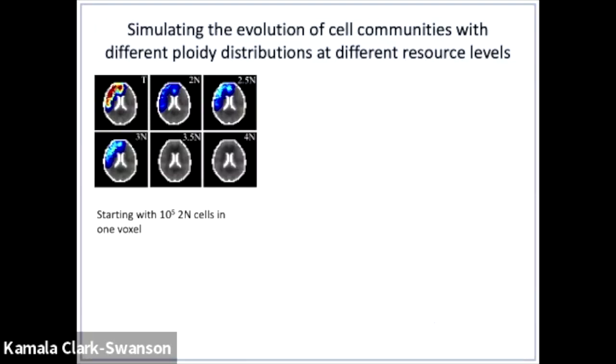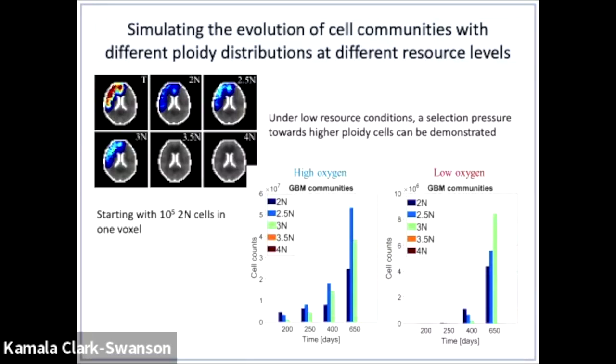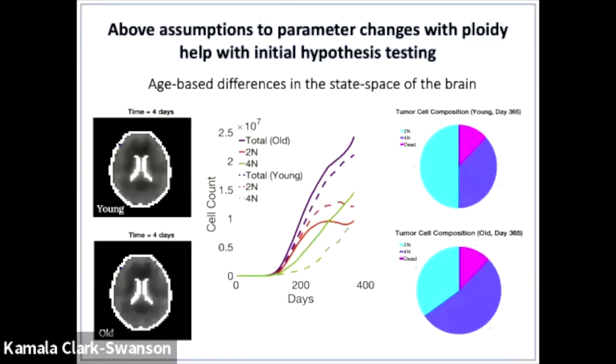The other thing we could do is you could start off with just a 2N population, say 10,000 cells, put them in one particular well, and see how your ploidy evolves over time. And you can do this for high resource brain or low resource brain, so young versus old or whatever. And you can see that low resources push higher ploidy over time. And you can see where the cells of different ploidies are distributed around the brain tissue and brain region.